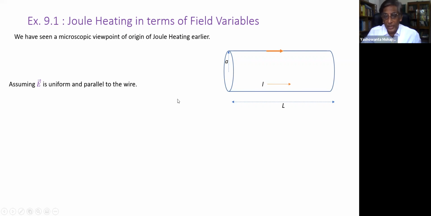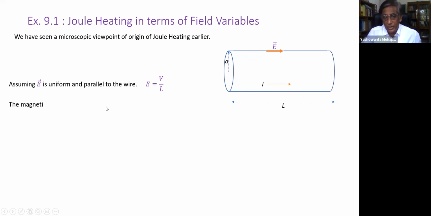And on the surface, for example, it would be the component parallel to the axis of the wire that would be E. And let's say that is what we're considering. So of course, if the voltage drop across these faces is V and the distance is L, then uniform E is equal to V by L. So that is my E.